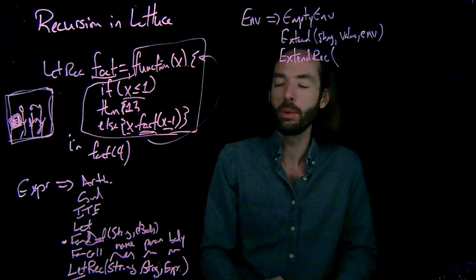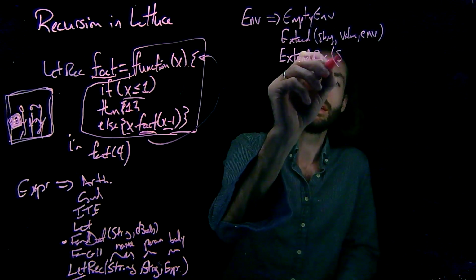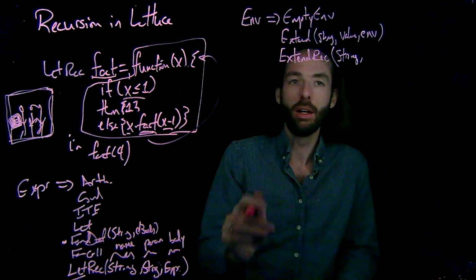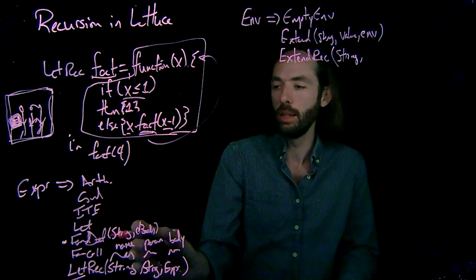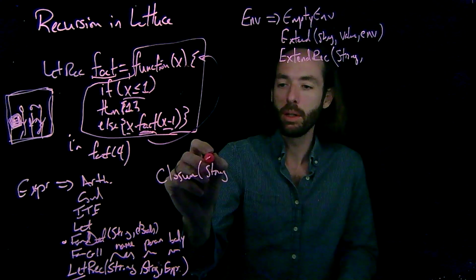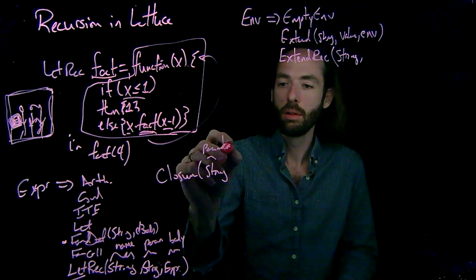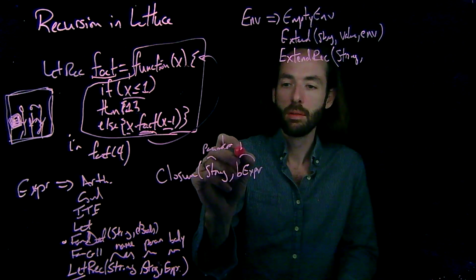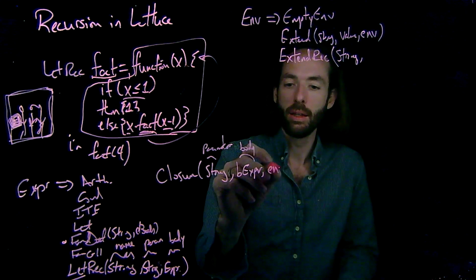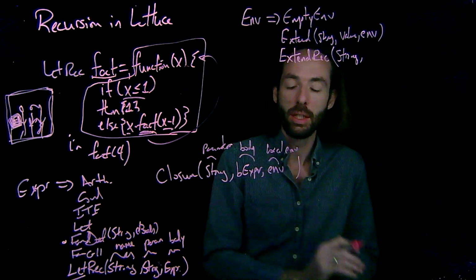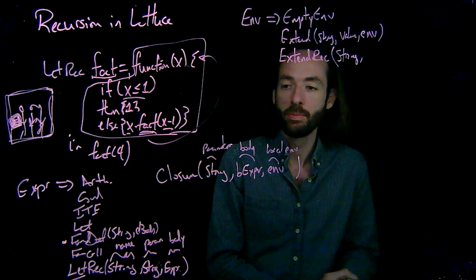So we're going to do extend rec, and what do we need? Well, we need a string. That's going to be the name of the function. Then instead of a value, we're going to keep track of what's in a closure. We have a string, which is the parameter, we have the body of the function, and then we had the environment that was in existence when we defined this closure.